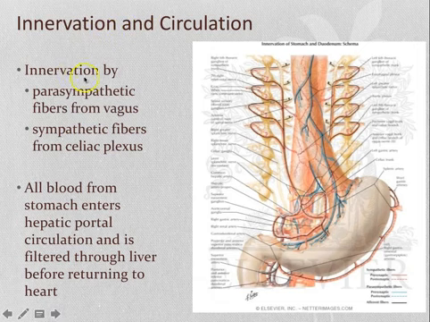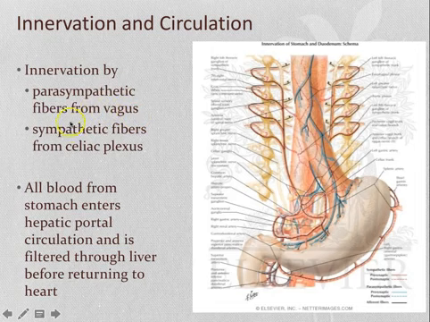So innervation: the stomach is innervated by parasympathetic fibers that come from the vagus nerve. You should hopefully remember that from 201, the vagus nerve. And then the sympathetic fibers are coming from the celiac plexus. All the blood from the stomach enters into the hepatic portal circulation. Basically what that means is blood leaving the stomach is going to go through the liver before returning to the heart so it can get filtered. In case anything is in it, the liver will help detox it. And you should remember too, right? You have that celiac trunk, and then you have the gastric artery going to the stomach.